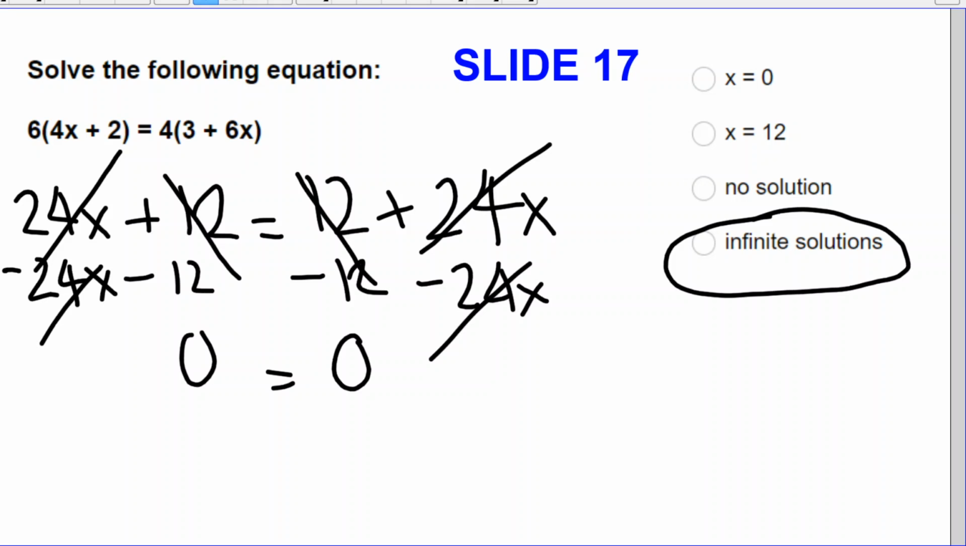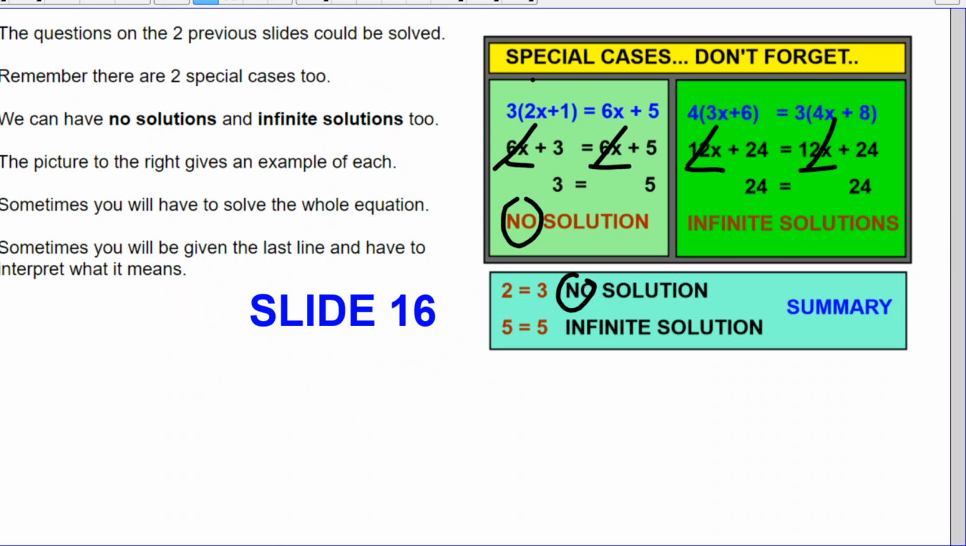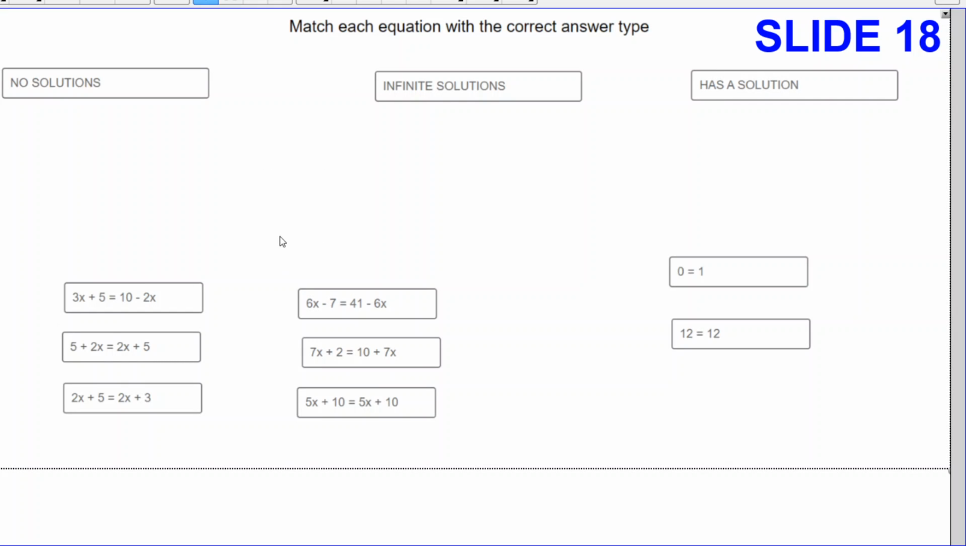But does 0 equal 0? Yes. So once again, I'm picking my words. When you only get numbers left over like this at the end, it's always going to be either no solutions or infinite solutions. And let me just go back to that so you can see. As there are no x's here, I'm looking right at the bottom, that's my clue that this is going to be no solution or infinite solutions.